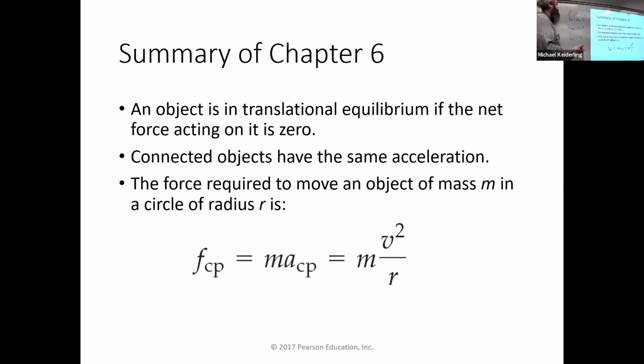An object is in translational equilibrium if the net force acting on it is 0. That happens if it's not moving. Connected objects have the same acceleration. The force required to move an object of mass m in a circle of radius r is mass times acceleration centripetal, which is mass times velocity squared over radius.